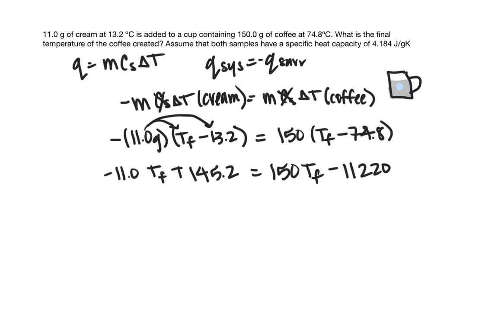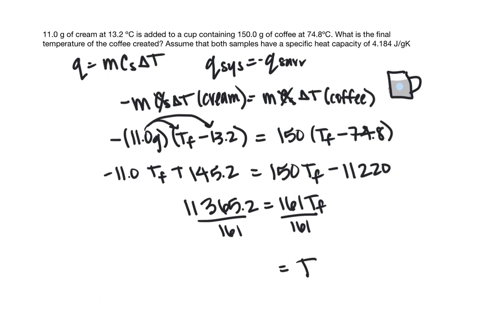Now I'm going to group like terms together. So I'm going to end up with 161 T_f on this side and 11,365.2 on this side. Divide both sides by 161. And this is going to equal, my final T_f is 70.6 degrees Celsius.